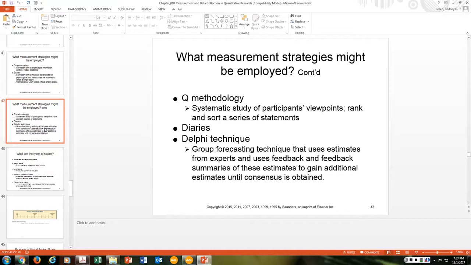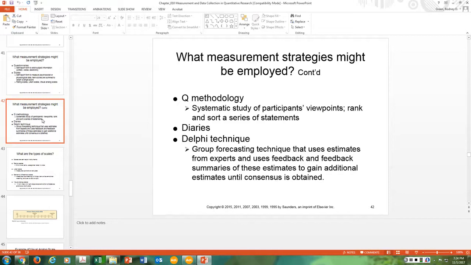What measurement strategies might be employed? Okay, so we're continuing here. We talked about questionnaires, we talked about scales, and now the Q methodology. Another term that means the same thing is Q-sort methodology. This is a systematic study of participants' viewpoints, and they rank and sort a series of statements. Diaries, where the subjects would keep a diary, for example, of their experience undergoing chemotherapy. That would be an appropriate measurement strategy. And the last measurement strategy is called the Delphi technique.